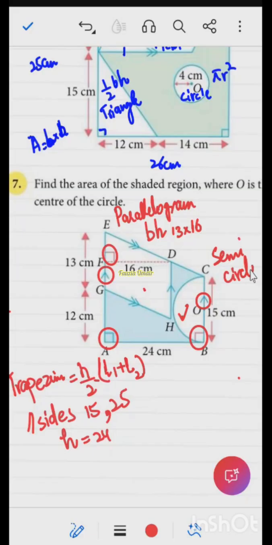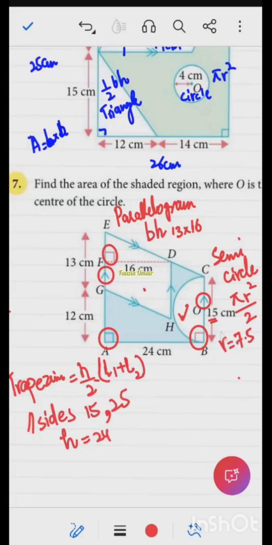So what is the area of semicircle? Pi r square by 2. Area of a circle is pi r square, so we will simply divide it by 2 to find out the area of half of a circle. Now what is the radius in this figure? Is 15 the radius? No, this is the diameter, right? So what would be the radius? We will divide 15 by 2. So 7.5 is the radius.